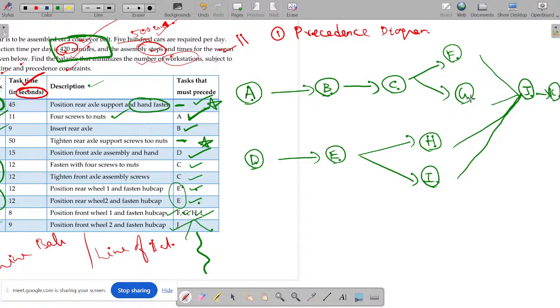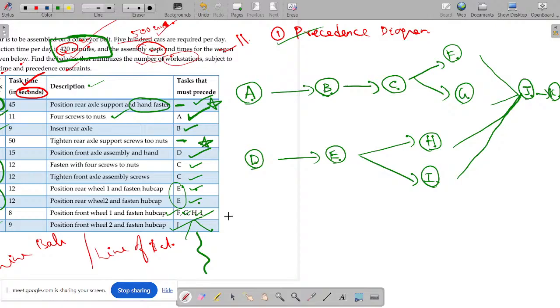So from this you can understand, you can do some sort of grouping. A and D have to go separately, but there is a situation where both have to start simultaneously. But we cannot give the same workstation. From A the next is B, and from D it goes to E. So some type of workstation you have to define. So first step, precedence diagram step.